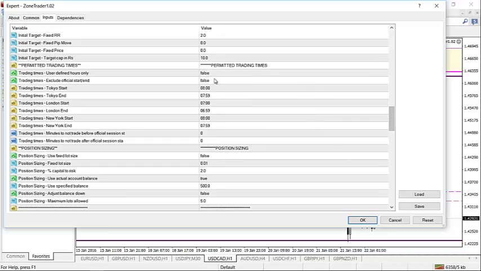Just moving down a bit more, you have permitted trading time, so you can actually say you only want to trade in the Asian session or the London session or New York session, for example, and exactly which hours you're allowed to trade. We have position sizing, so that you can say whether you use a fixed lot size or you calculate a risk based on your account size or on a fixed capital value.